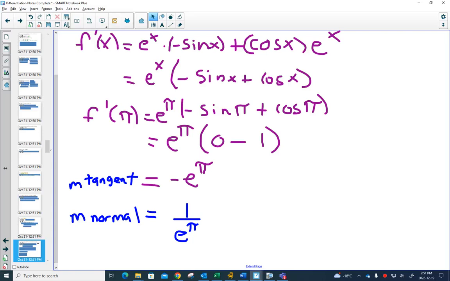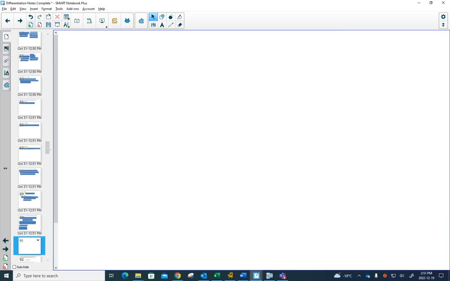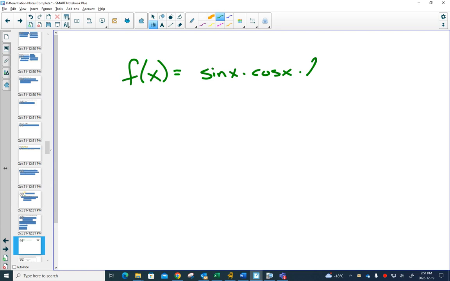But I wanted to have a little fun. So I'm going to give you a function. Let's add a new page. We have a product rule if you're multiplying two things. What would you do if you're multiplying three things? So what if I had sine of x times cos of x times natural log of x? How would I do the derivative of this?